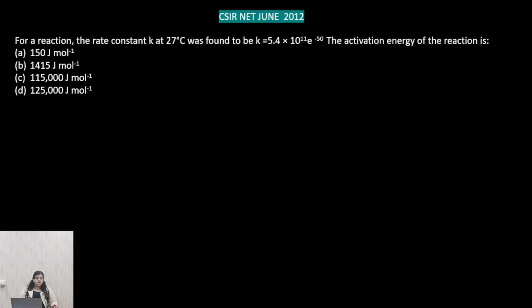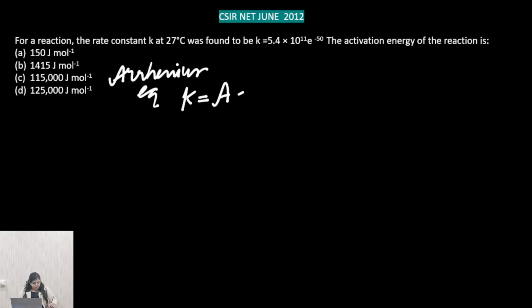Now we are starting with the June 2012 paper, and we are going to look at all the questions from it. The first one is: for a reaction, the rate constant K at 27 degrees centigrade was found to be this much. What is the activation energy of it? Here we have the Arrhenius equation, rate constant K equals A into e raised to the power of minus Ea upon RT, right?